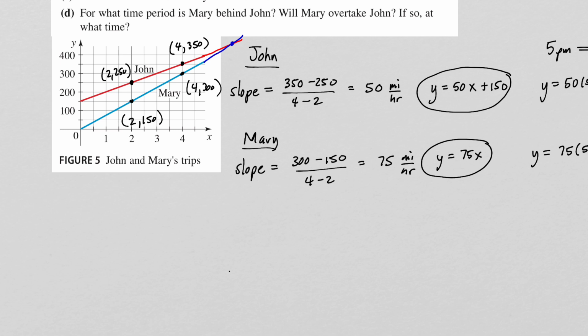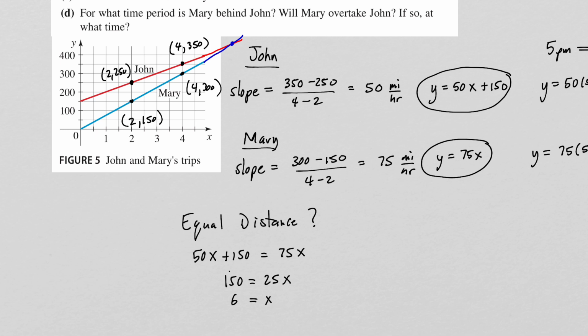So what we need to do is find out, when will the distances traveled be equal? When does this happen? Well, the distance is y. So if the distance here is 50x plus 150, and the distance here is 75x, we just need to set these two expressions equal to each other. So 50x plus 150 is equal to 75x. Subtracting 50x from both sides, and then dividing by 25, we see that x is equal to 6.